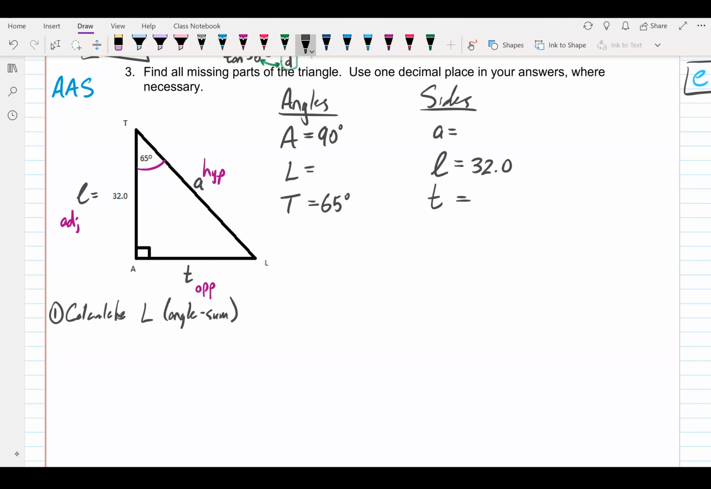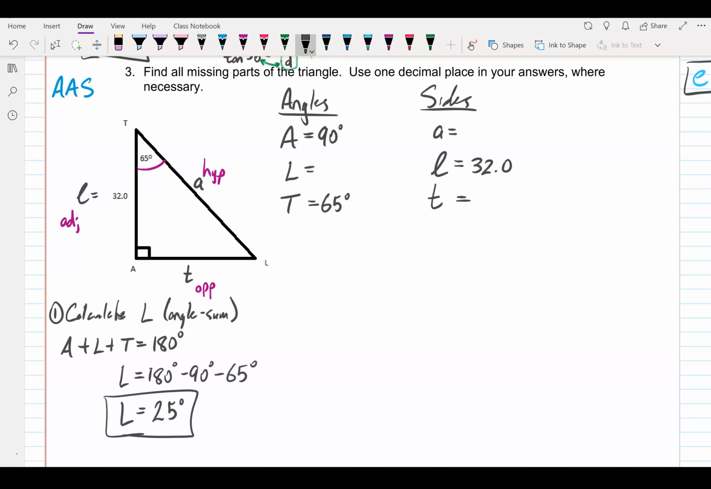So this is simple enough. You can watch me do this or do it yourself. Okay, and we see that L is going to be 25 degrees. So I'm just going to write that in there, 25 degrees.